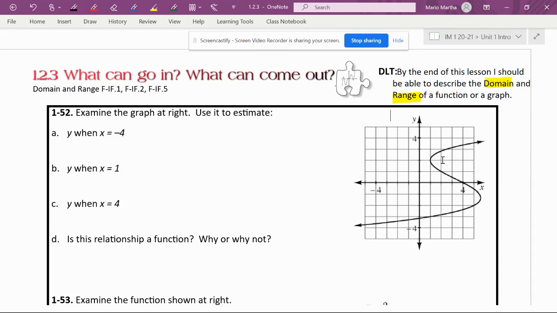We're going to see what the basics of domain and range are of a function or a graph. So we're going to start off today with a graph. Examine the graph at right. Use it to estimate what y is when x equals -4, when x equals 1, and when x equals 4. Is this relationship a function, and why or why not? Let's start by finding the first value. What is the value of y when x equals -4?